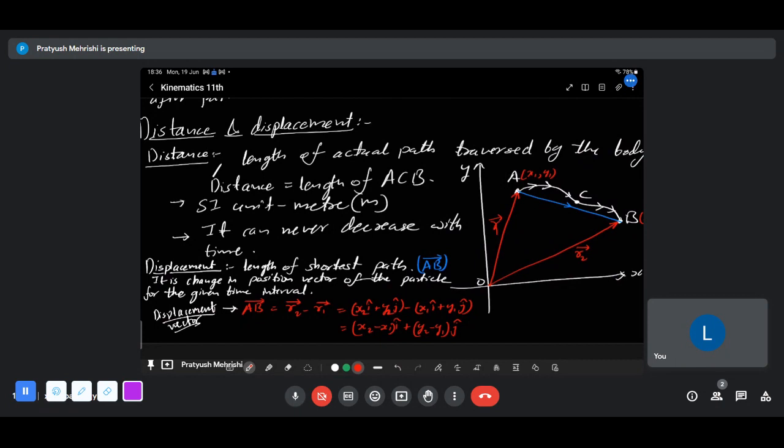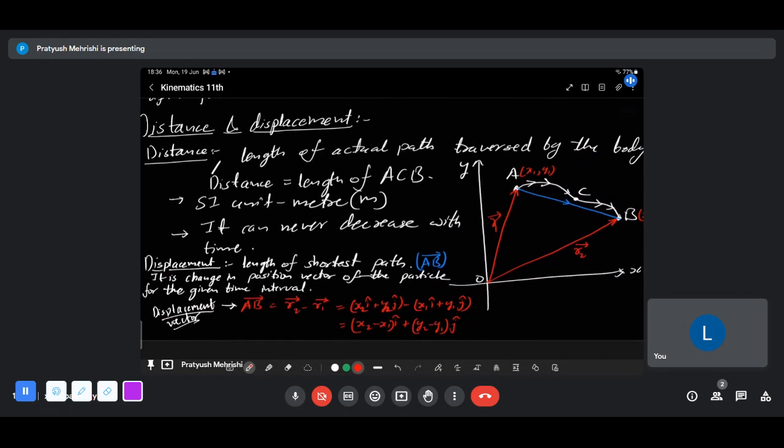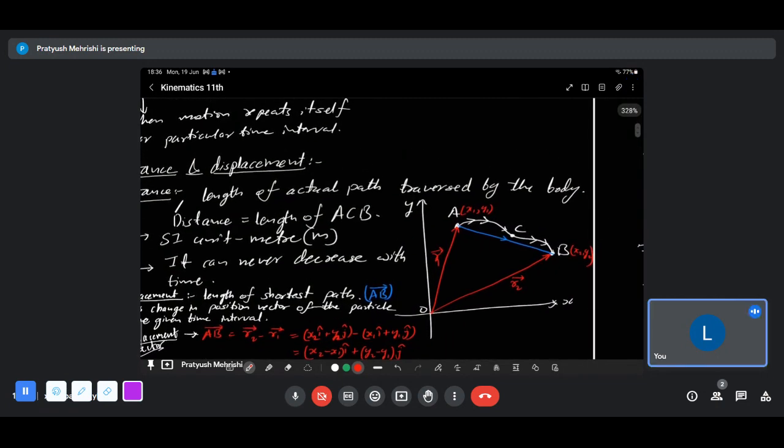Got it now? Sir, every time displacement means final position vector minus initial position vector, no, sir? Yes, yes. Final position vector minus initial position vector. In every case, if you are calculating displacement, final position vector minus initial position vector will give you the displacement vector. Shall we move ahead? Yes, sir, we can go.